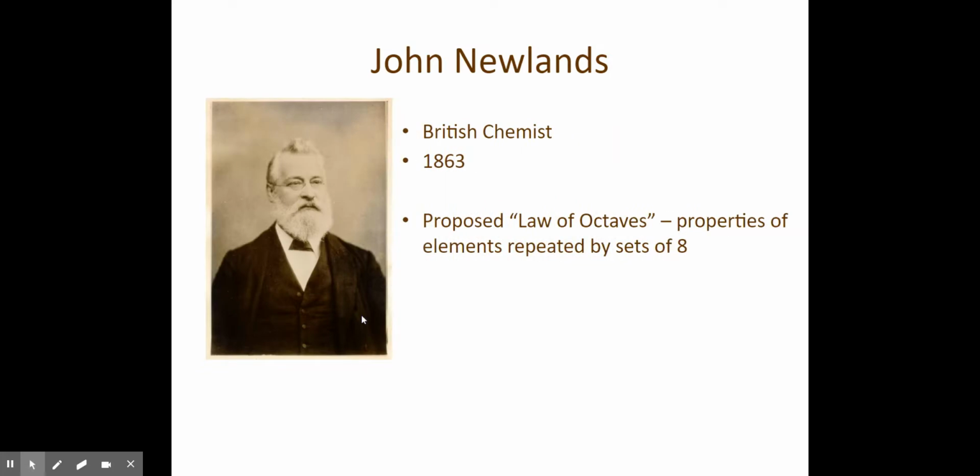The first thing we have is John Newlands. He was a British chemist, and in 1863, he discovered the law of octaves. So he noticed that there was something magical about the number 8, that the properties of elements seemed to be repeated in sets of 8. He wasn't really sure exactly what that meant, but he did at least get us that far.